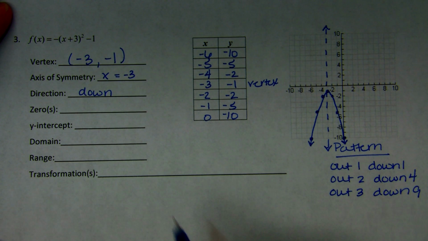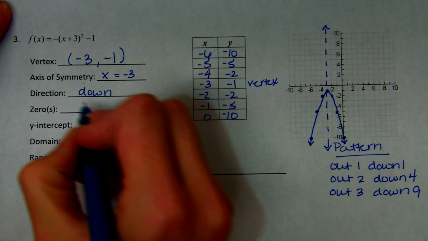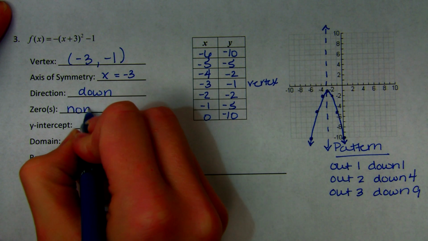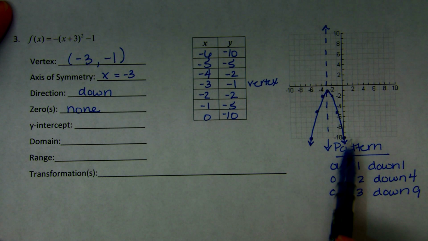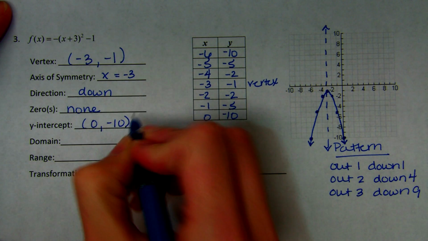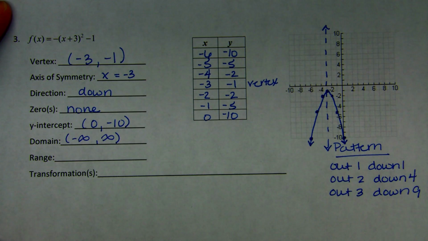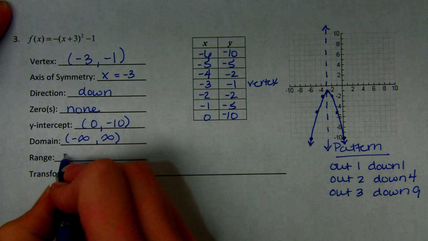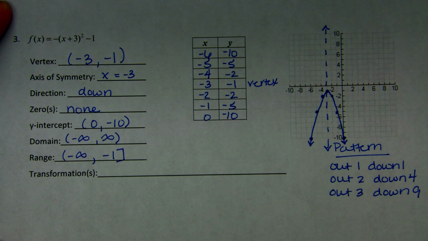Zeros are where it touches or crosses the x-axis. This does not touch or cross the x-axis, and so what we say is none. You could also say NA, or it doesn't have any. And then y-intercept is where it crosses the y-axis, and so that happens here at 0, -10. Domain of any parabola is -infinity to infinity. And the range of this parabola, because it's negative, is from -infinity to -1, like that.